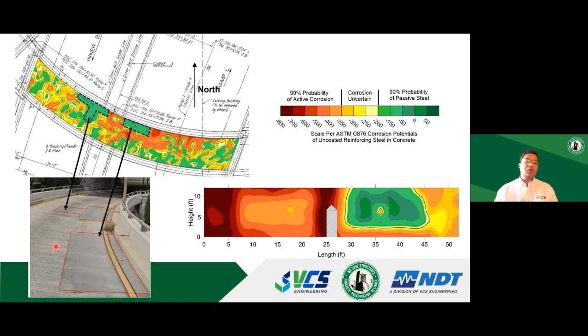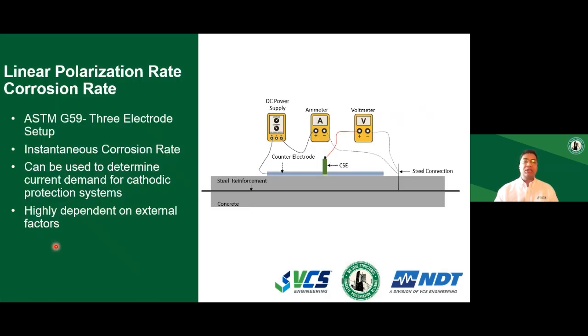In addition to corrosion hotspots, we often run linear polarization tests or corrosion rate testing, which is governed by ASTM G59. It's typically a 3-electrode setup. It measures the instantaneous corrosion rate. It won't give you an average corrosion rate. This technique is highly susceptible to external factors. Your corrosion rate measurements can quickly change based on relative humidity, moisture content, chlorides, and carbonation depth. So I would take results of this test with a grain of salt.